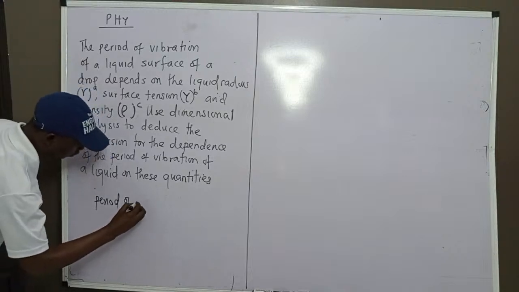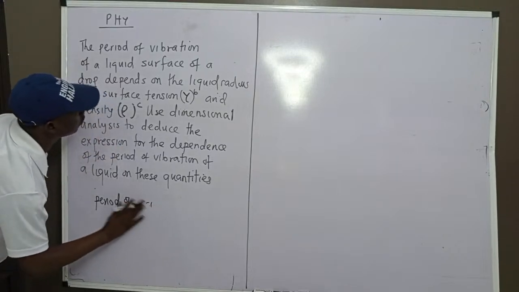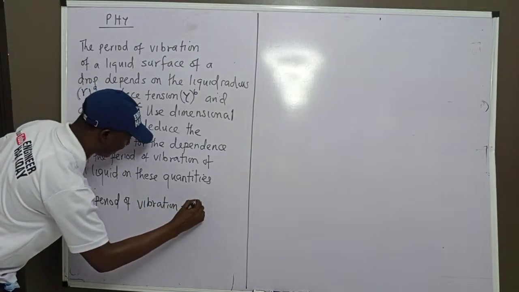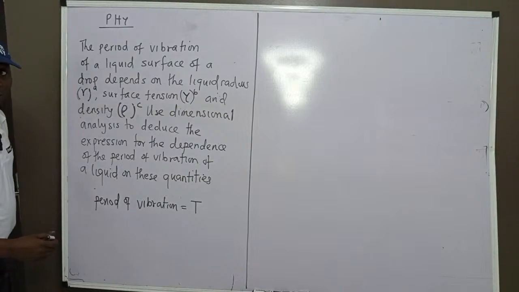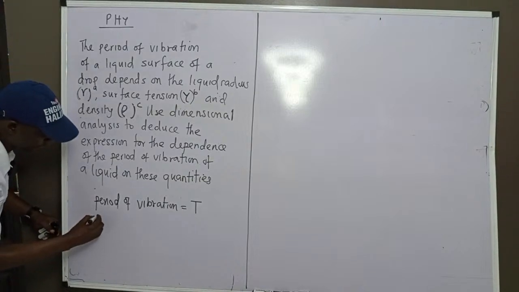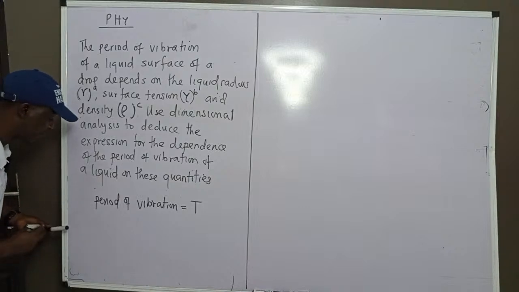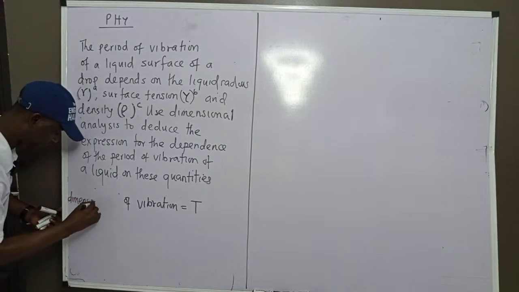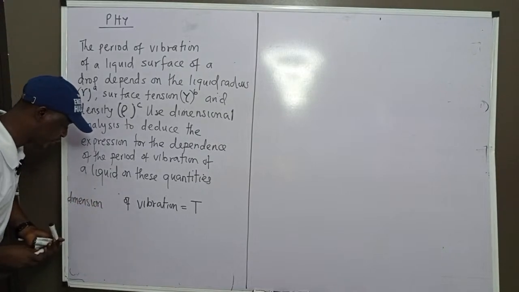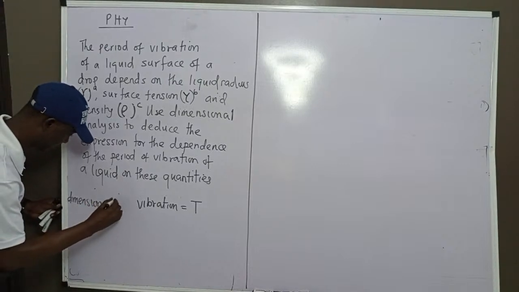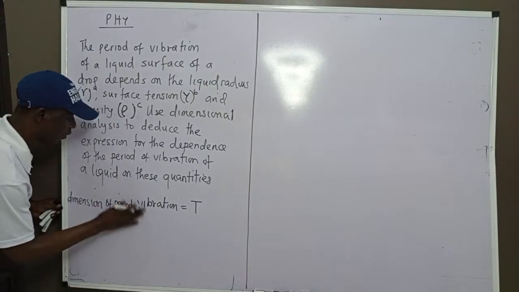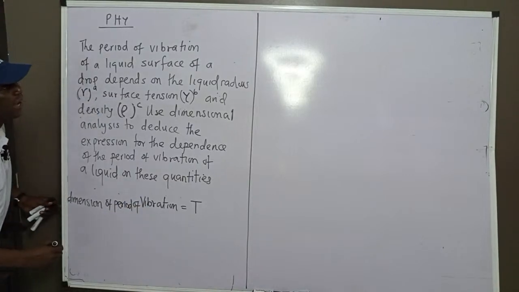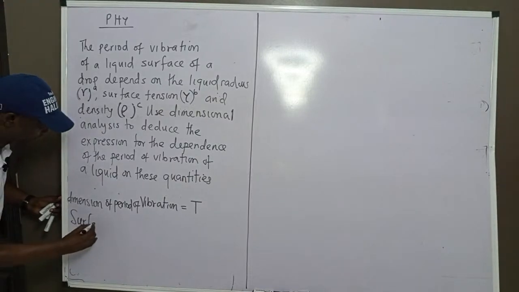Now, period of oscillation or period of vibration is equal to capital letter T. Then the dimension of what? Of period. A period of vibration has dimension T. Now, what about surface tension?